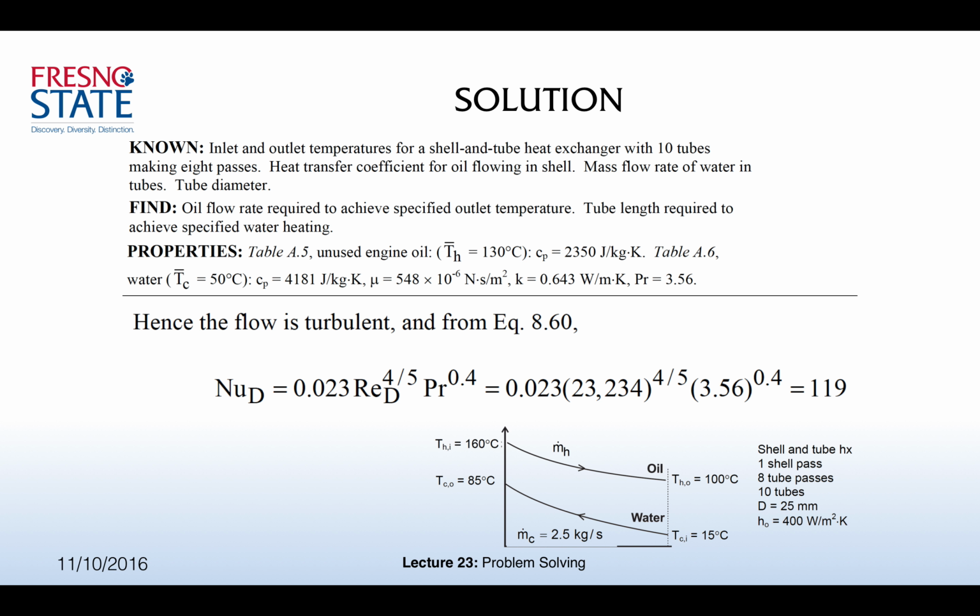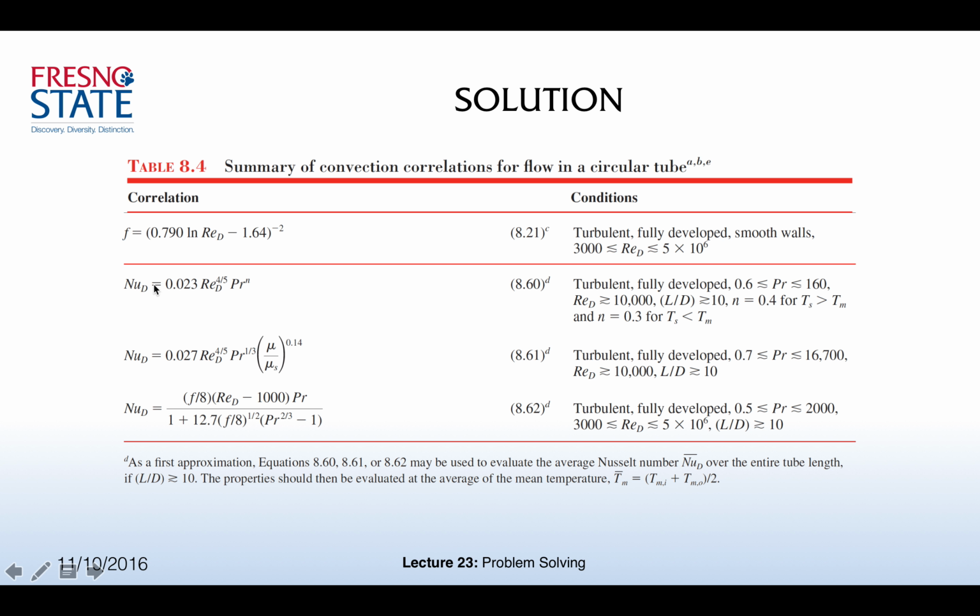Nusselt number at D is 0.023 times Reynolds number to the power 4/5 times the Prandtl number to the power 0.4. Let me just go back to the table of correlations for a while, because you could notice that these are for Nusselt numbers, local ones with no average sign. But here it says that you can use these equations to find the average Nusselt number if you use properties at T mean average, or T mean in plus T mean out divided by 2, and that's what we actually use.